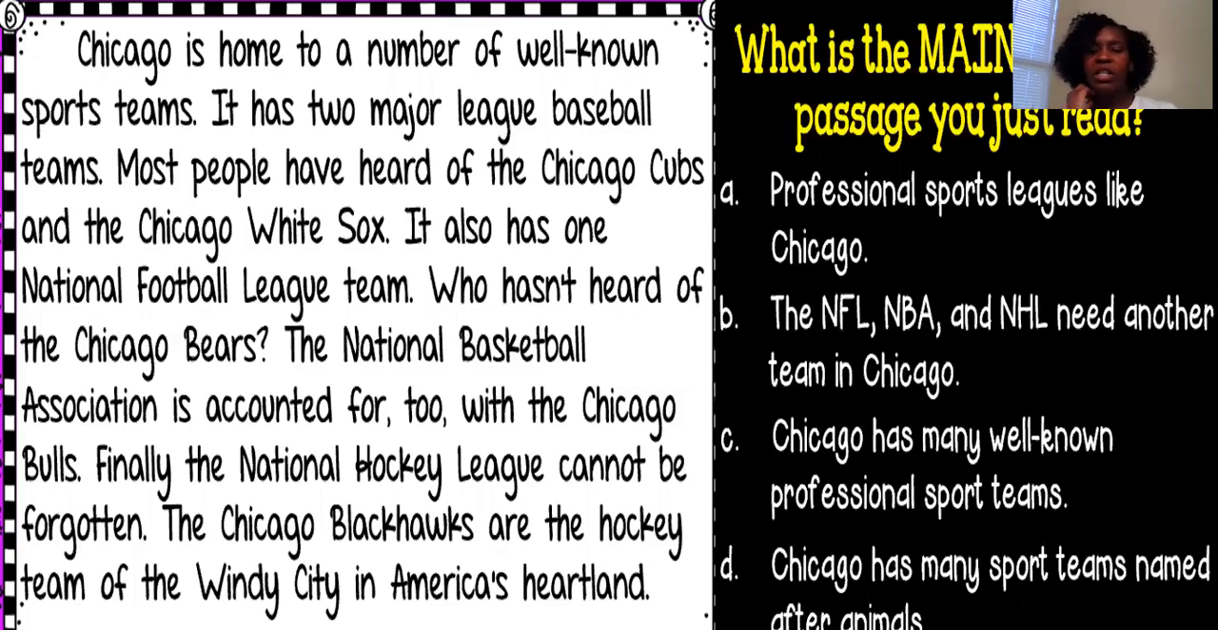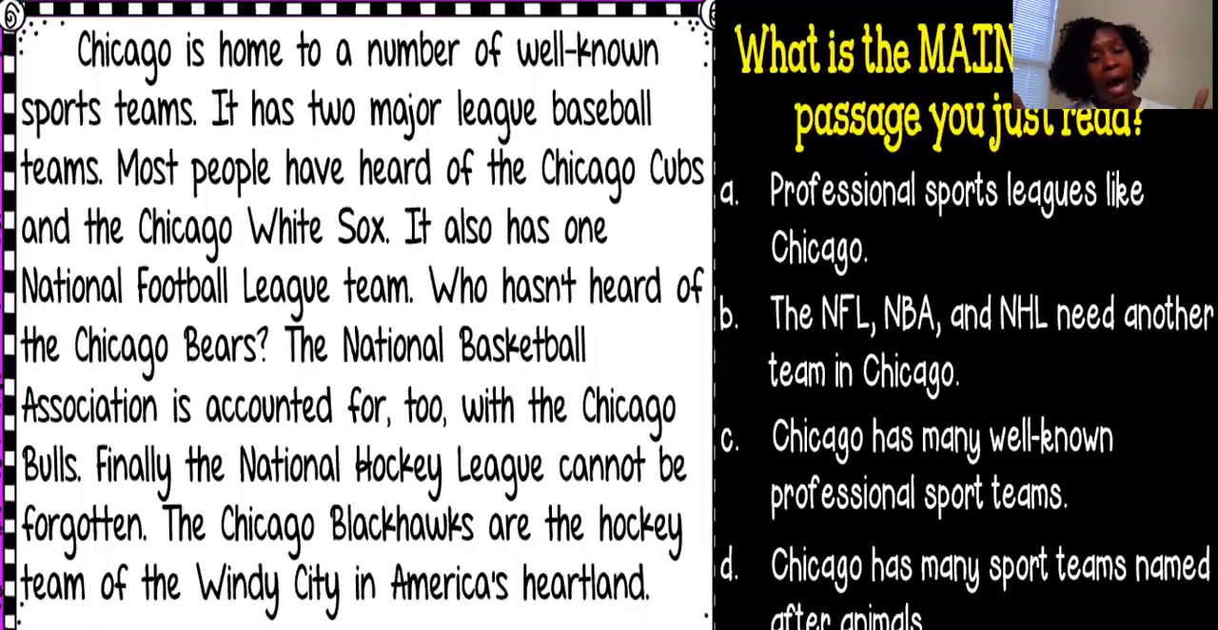C, Chicago has many well-known professional sports teams. Was it all about how Chicago has many well-known professional sports teams? Go back and look at this text. We notice that there is a sports team that they talk about for baseball, for football, for basketball, and they have a major sports team for hockey. All of the sports teams are covered in Chicago. So I'm going to question C, and let's check D to be sure.